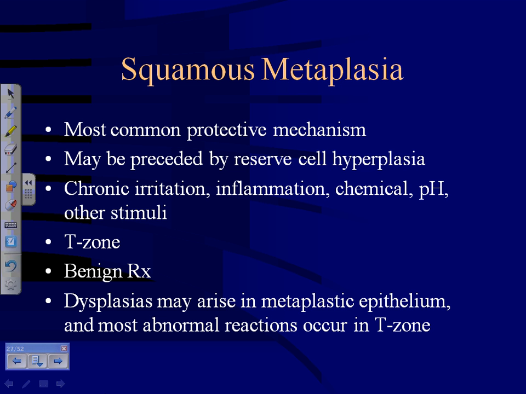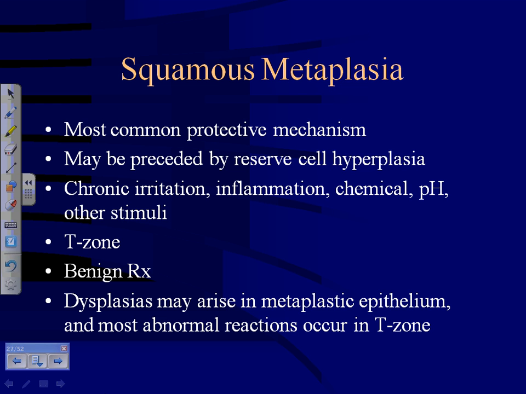It may be preceded by reserve cell hyperplasia, and sometimes there's a transition between the two. And it can sometimes be difficult to separate out reserve cells from metaplastic cells, but you're going to learn to do that in this module, okay? And you'll see the differences when I show you the images momentarily. Again, metaplasia can occur as a protection against any type of external stimulus, to include chronic irritation, inflammation, response to chemical agent, pH changes in the cervix, okay, and other stimuli.